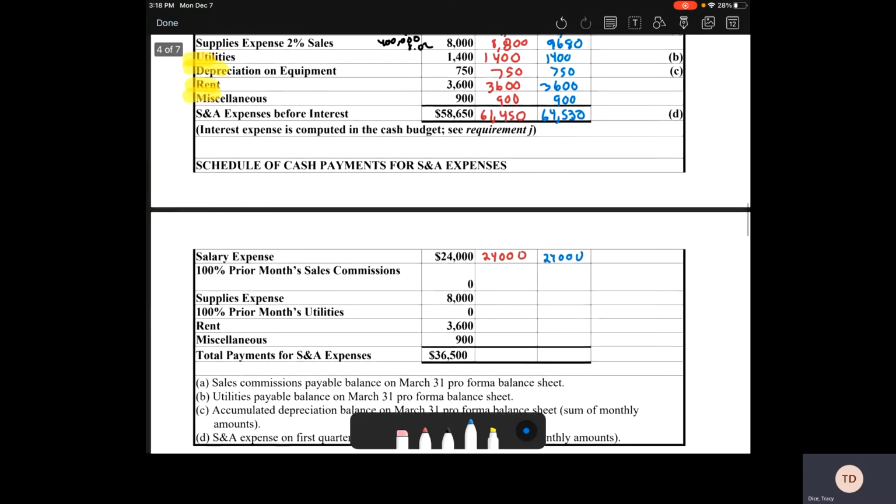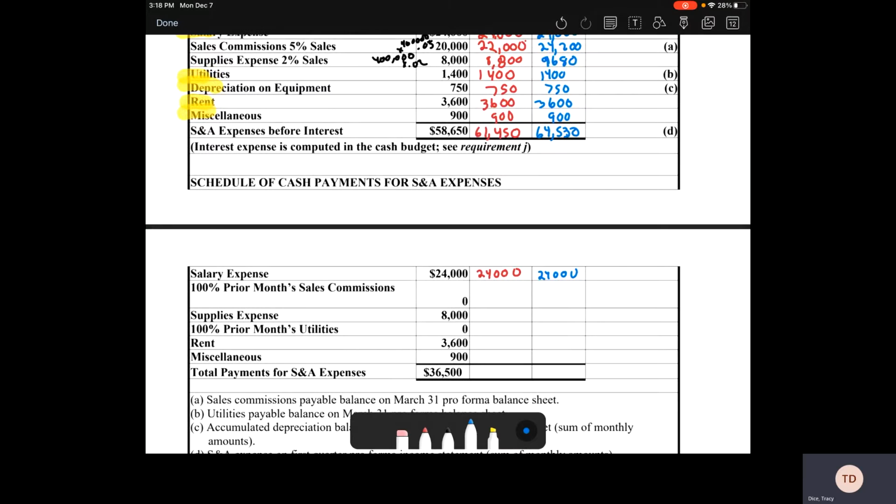The supplies expense we can just take from what we found up above, the 2% of sales. So in February, it is going to be that 8,800. And in March, it's going to be that 9,680, what we just found. Our rent is not going to change, and our miscellaneous is not going to change.